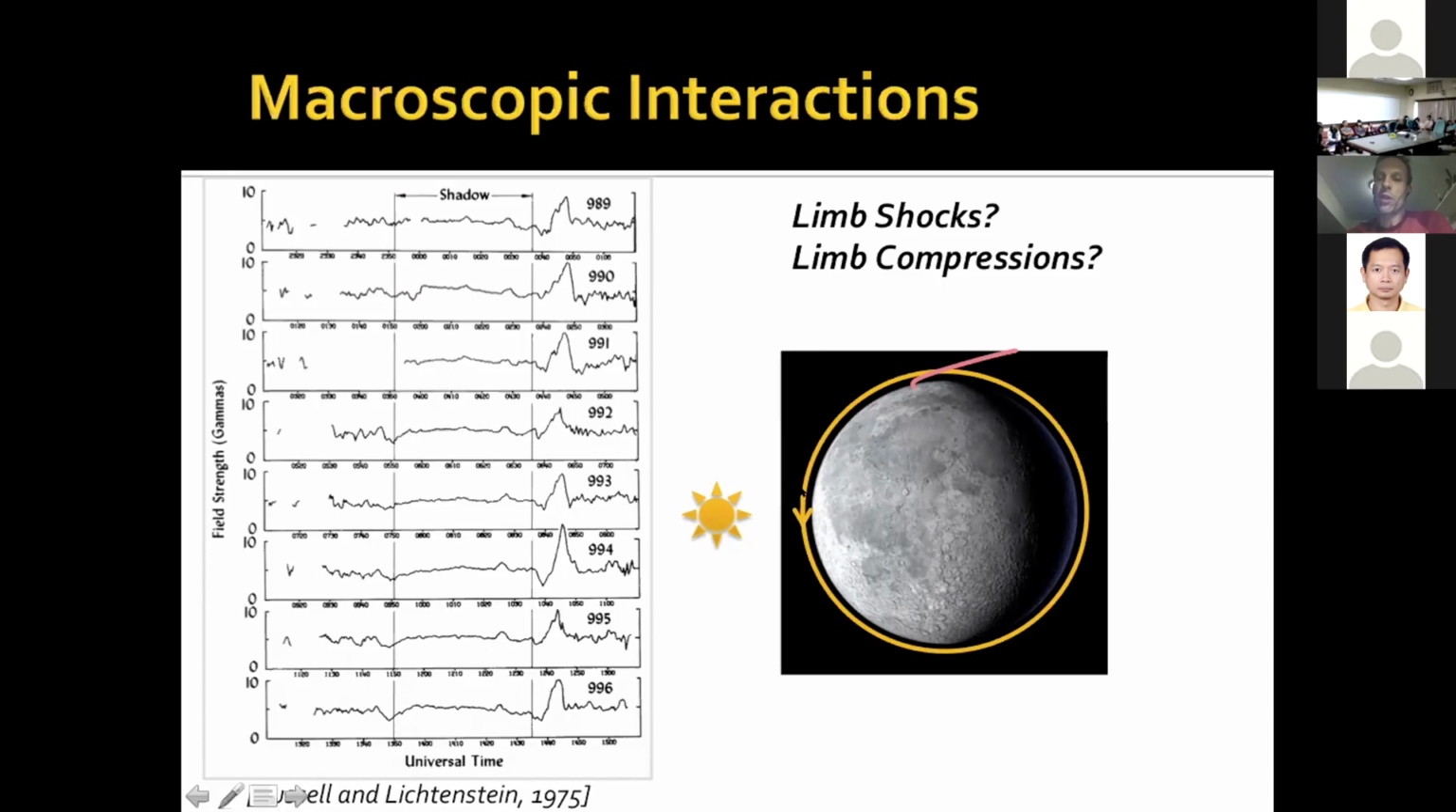So the geometry of that orbit is shown over here on the right. The spacecraft is going through the wake, and then it's coming out, and it's seeing the strong compression of the magnetic field just after you come out of shadow, right near the lunar limb, which is why it's called a limb shock or a limb compression.